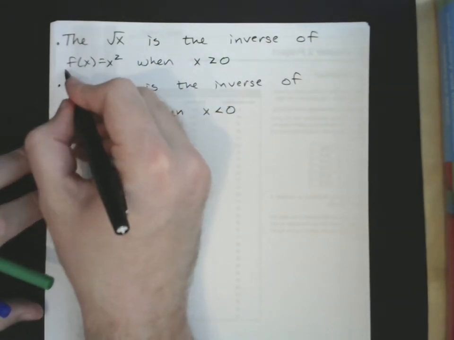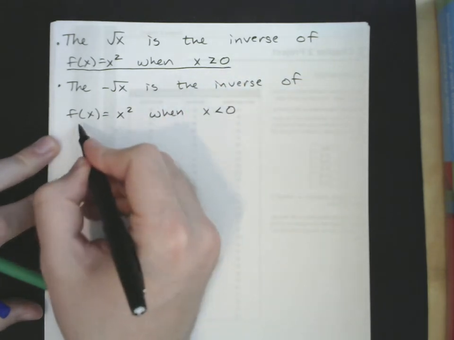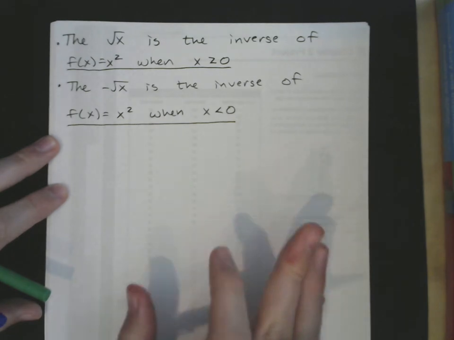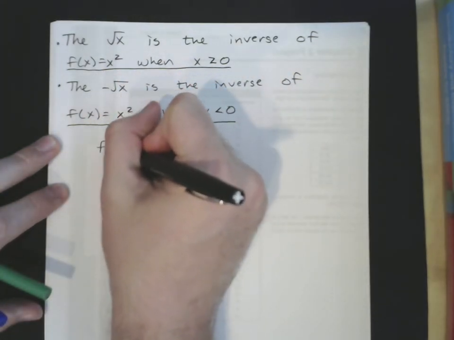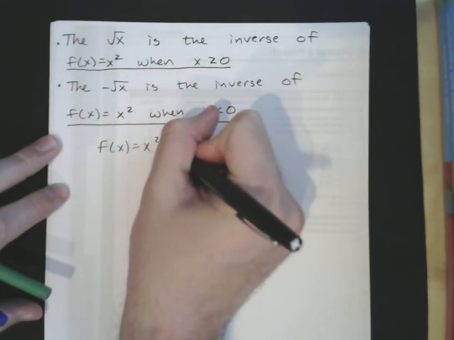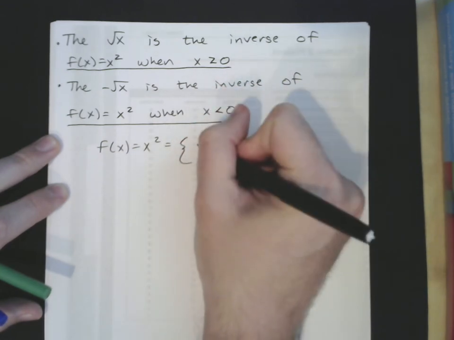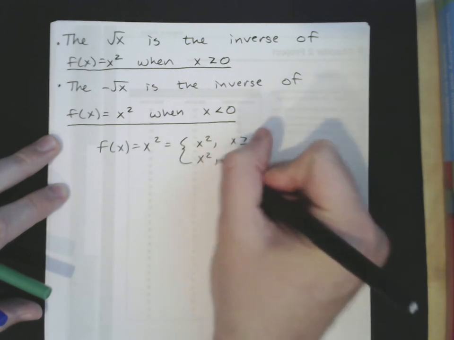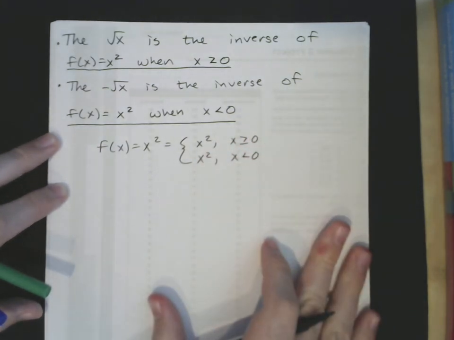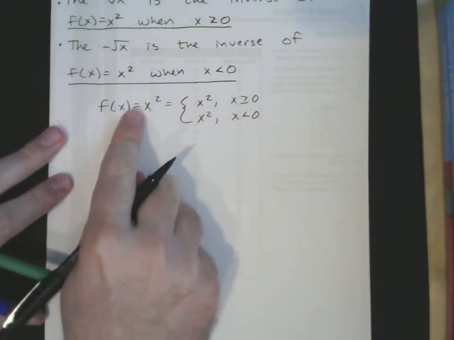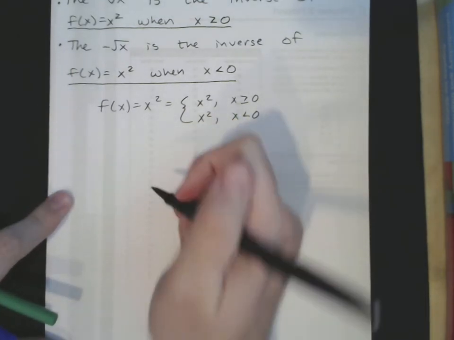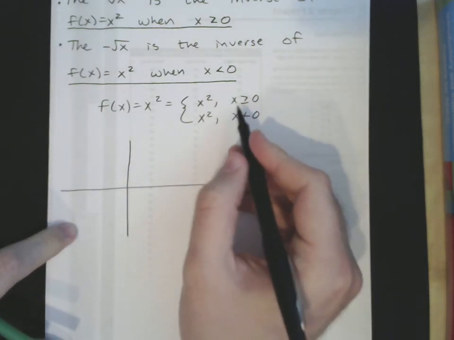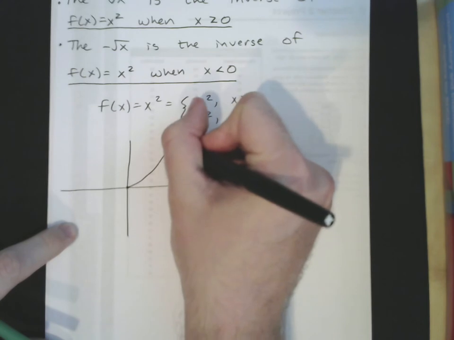Now, the thing to remember here is this restriction is not placed on the inverse, it's placed on f. So if we think about f of x equals x squared as a piecewise function, it equals x squared if x is greater than or equal to 0, and it equals x squared if x is less than 0. Yes, this does collapse back into its own self, but we do this because now we can invert it. So x squared when x is greater than 0 will look like this half.